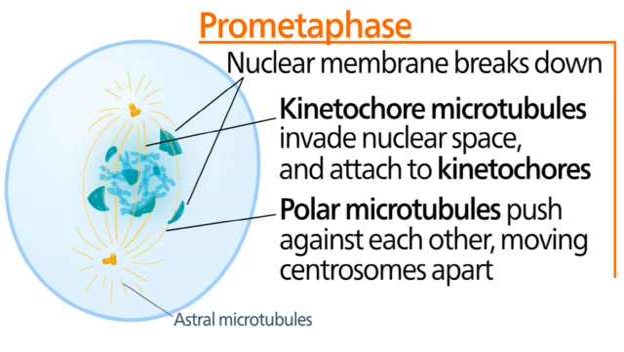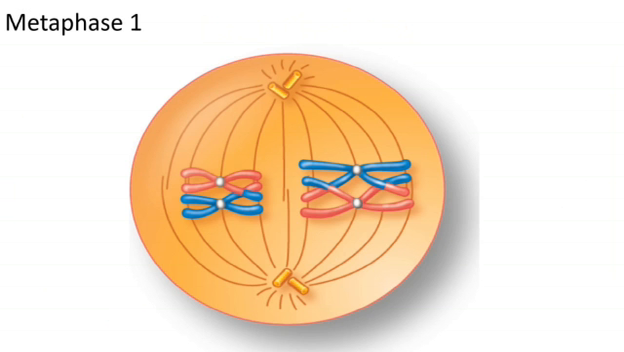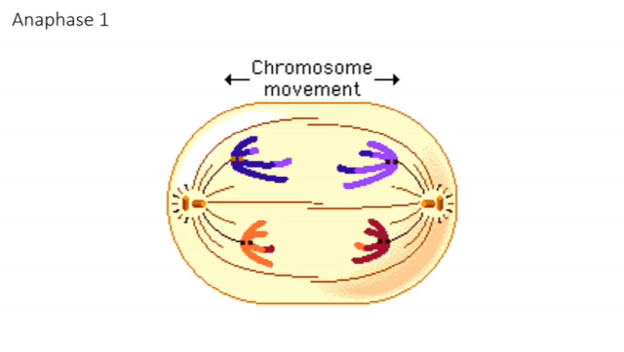Pro-metaphase 1 is the stage in which the spindle apparatus is formed and the chromosomes are attached to the spindle fibers by the kinetochores. The nuclear membrane breaks and the spindle fibers invade the nuclear space and attach to the kinetochores. Metaphase 1. During this stage, the bivalents arrange as a double row along the metaphase plate. Due to independent assortment, the alignment may vary, but it leads to genetic diversity.